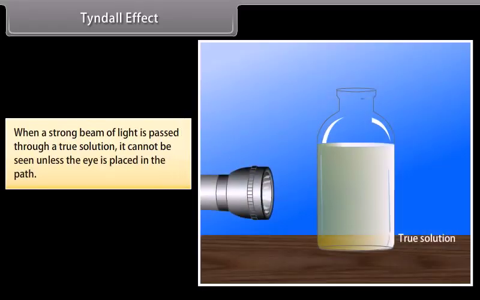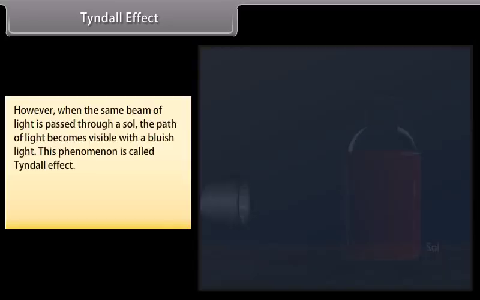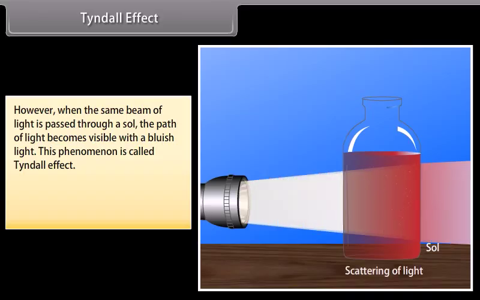Tyndall effect. When a strong beam of light is passed through a true solution, it cannot be seen unless the eye is placed in the path. However, when the same beam of light is passed through a sol, the path of light becomes visible with a bluish light. This phenomenon is called Tyndall effect.